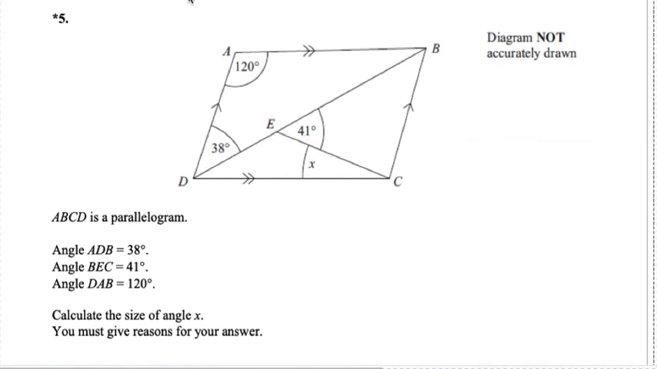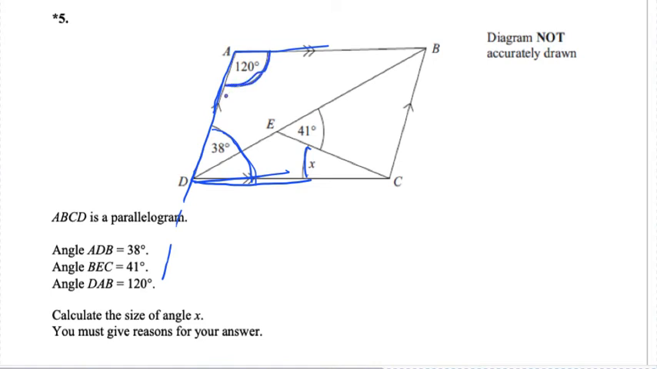Number 5, they want us to get X. You can read the details here. Alright, so X is here. Let's start. You can think of F angles like that. You can extend this, so we have an F. So this angle here plus that angle is 180.